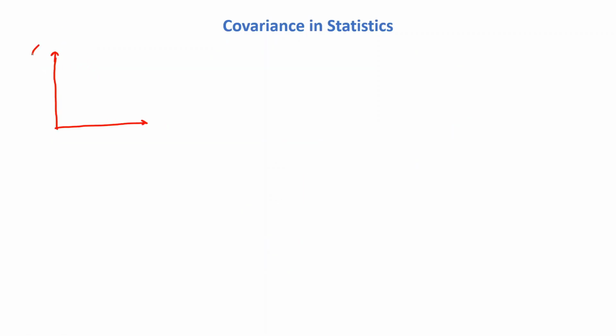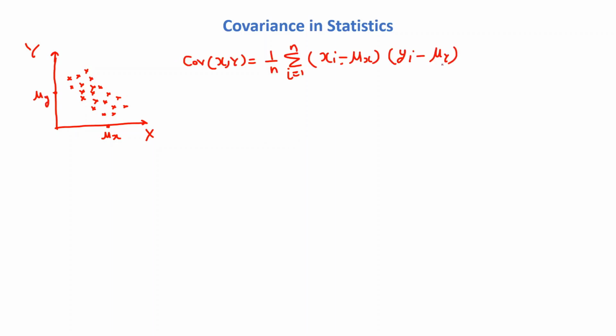These are the two random variables y and x, and these are some data points we have. This is your mu of x and this is your mu of y. So this is the covariance formula. If we have this x value xi, and x is greater than your mean, then yi will also be greater than your mu of y.